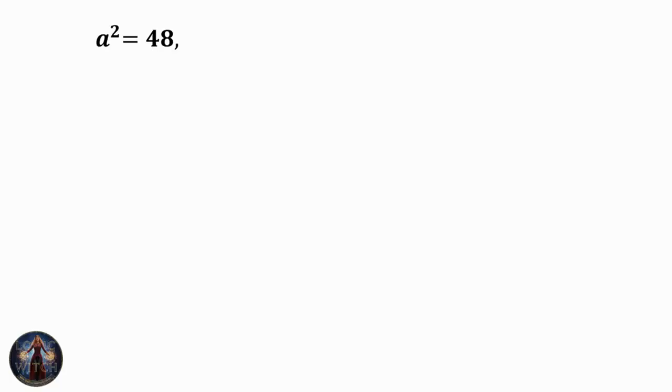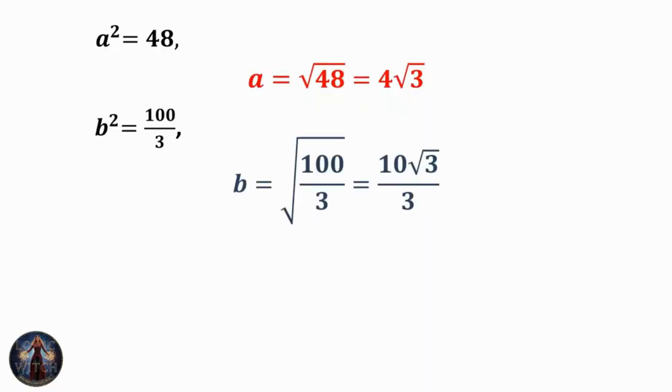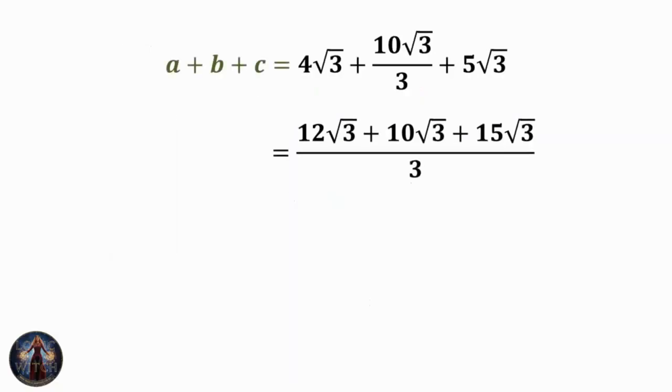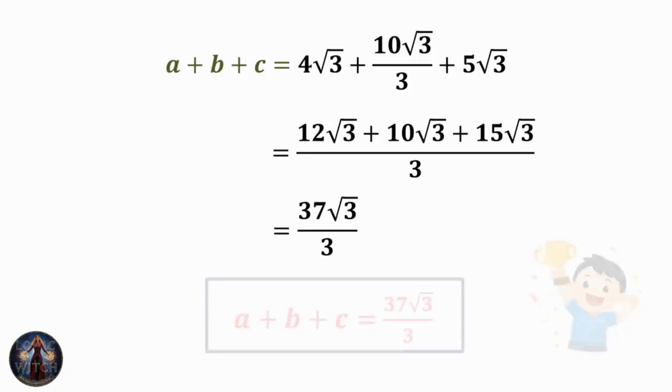If a square is equal to 48, then a is going to be 4 root 3. If b square is equal to 100 upon 3, then b is equal to 10 root 3 upon 3. Similarly, if c square is equal to 75, then c is equal to 5 root 3. Now we have the values of a, b and c. Adding all this together is going to give me the same expression as we had before.